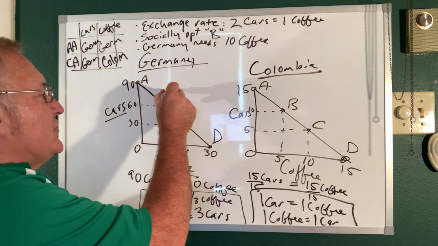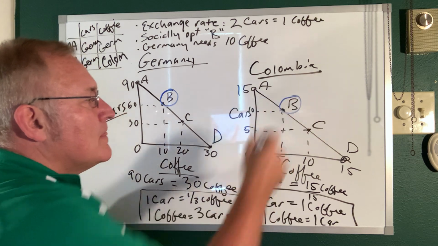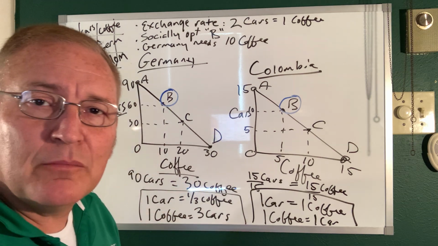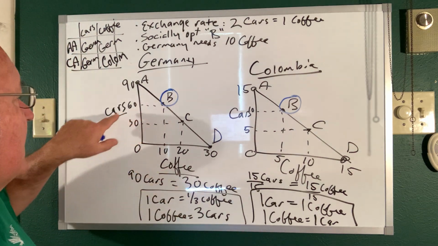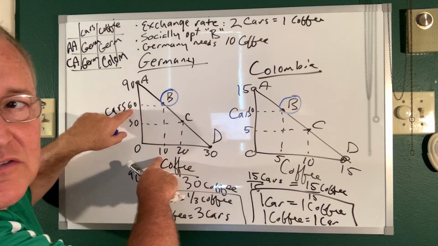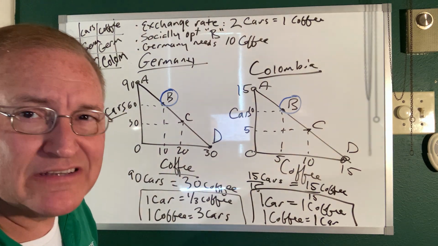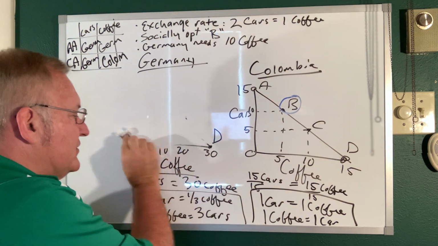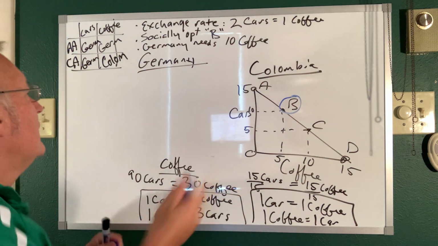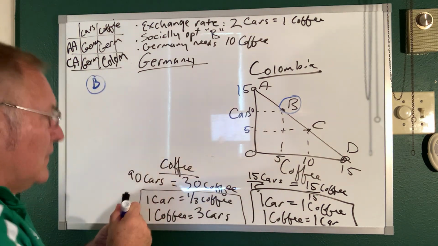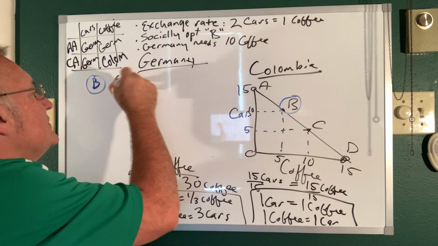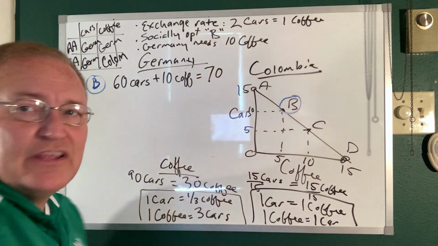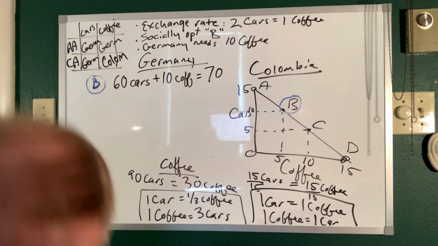Now, given that, let's see what we have. So if this is what's socially optimal, then we can see before trade occurs, what's Germany producing? Germany's producing 60 cars and 10 coffees. Do you see that? 60 cars and 10 coffees. Now, in the interest of space, I'm going to erase this and rewrite that. So 60 cars, 10 coffee equals 70 units total. Does that make sense? Okay.